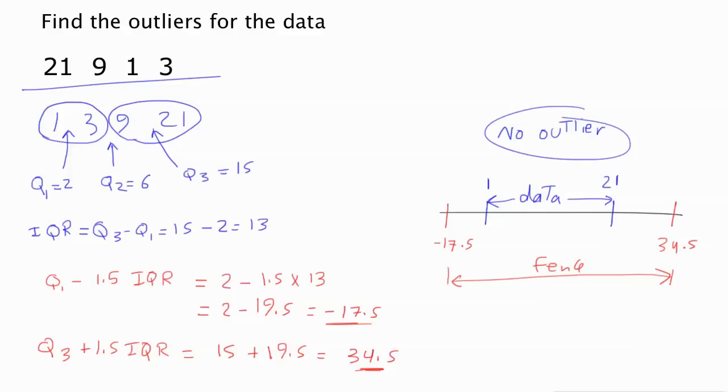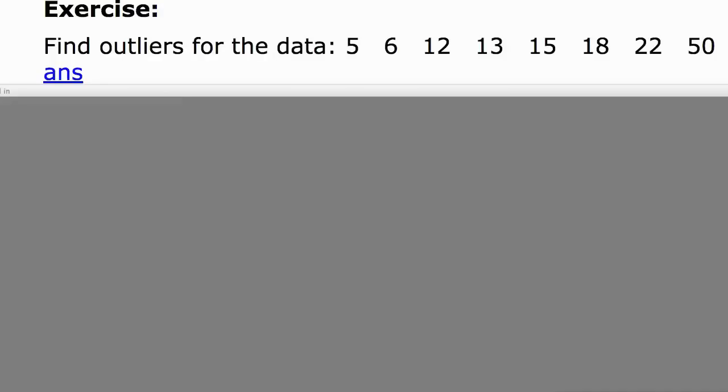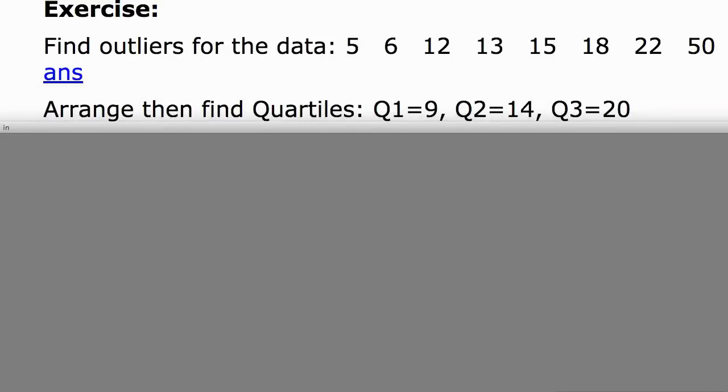Let us see another example where some of the data are outside the fence. In this case, the part that is outside from this side or from this side will be considered an outlier. Let us find outliers for this data. Here I have how many values? I have 1, 2, 3, 4, 5, 6, 7, 8 values. Remember the first step: I need to calculate the quartiles, and to do that I need to arrange the data. So here I'm arranging the data and then calculating the quartiles.